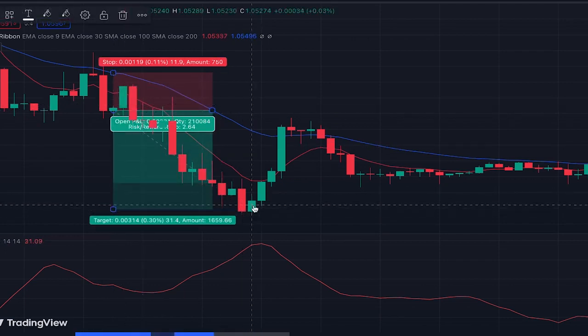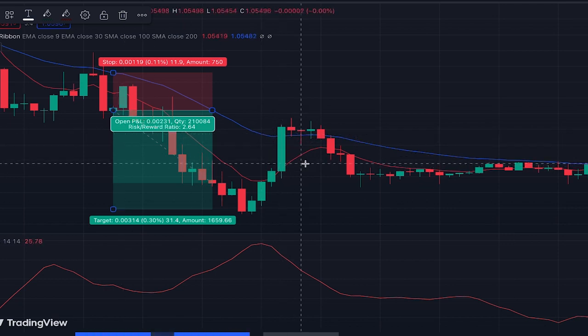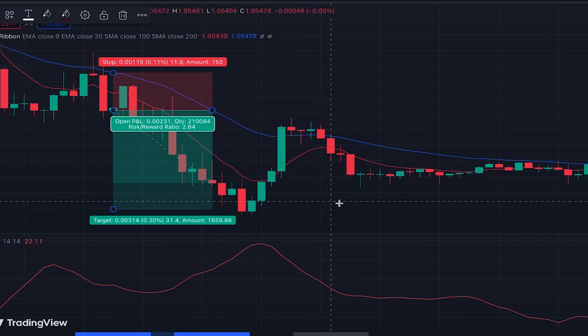Here the price again goes for another pullback, but this time it broke our long EMA. So we don't take this as a pullback during this downtrend, because this can give us the signal that the trend is changing to an uptrend or trading range.